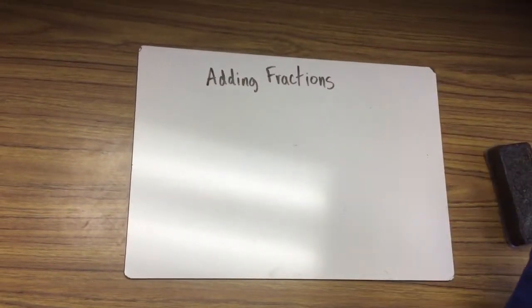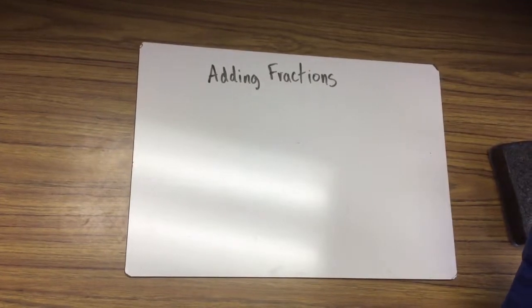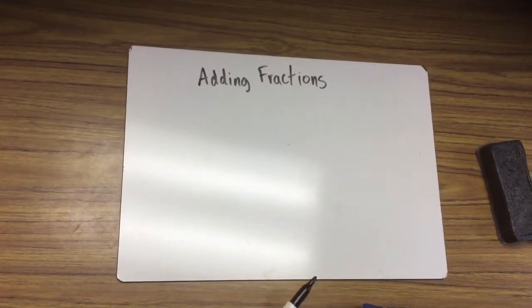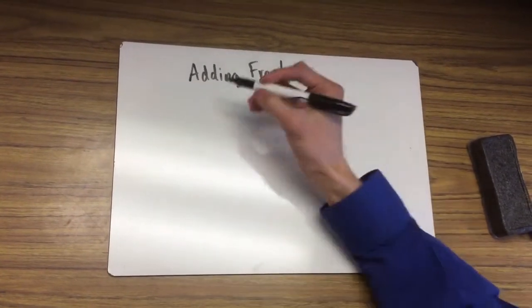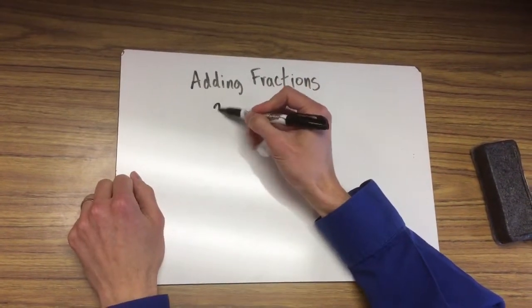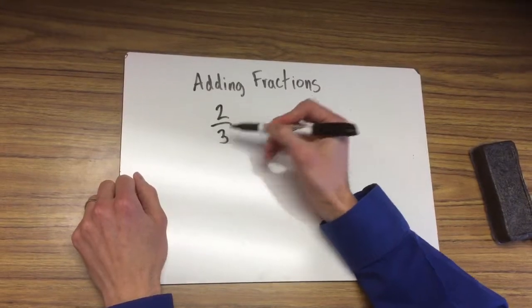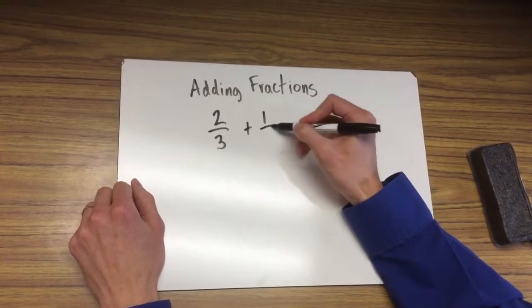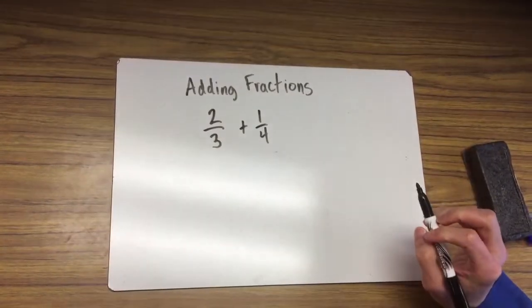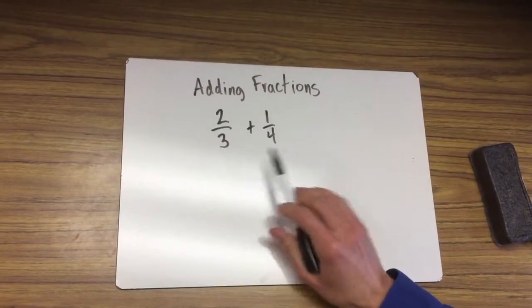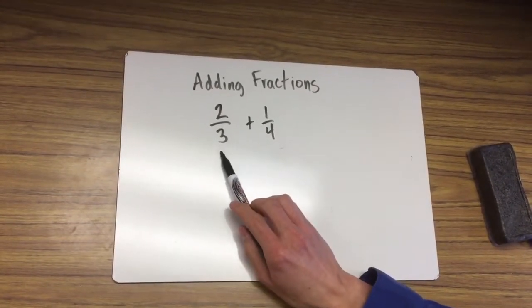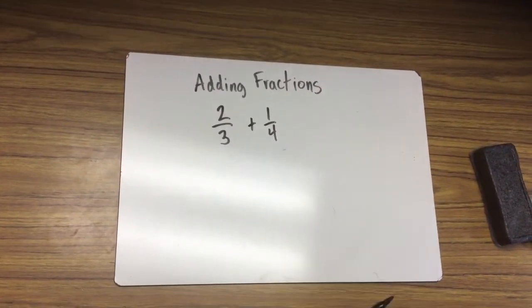Today we are going to look at adding fractions with unlike denominators. You guys are already really good at adding fractions with common denominators, so let's look at adding fractions with uncommon denominators like 2/3 plus 1/4. Right now we cannot add these two together because they do not have a common denominator.